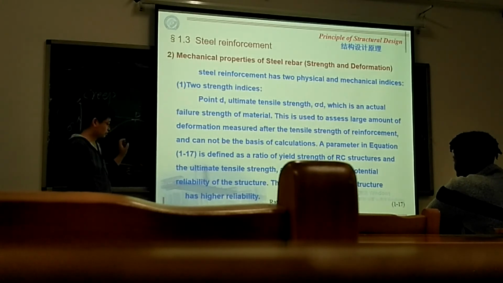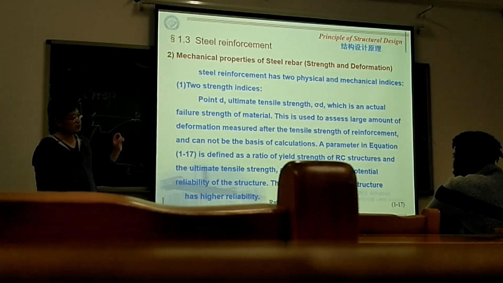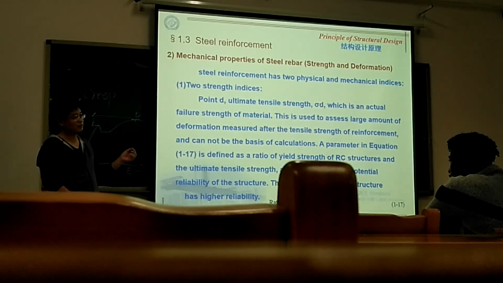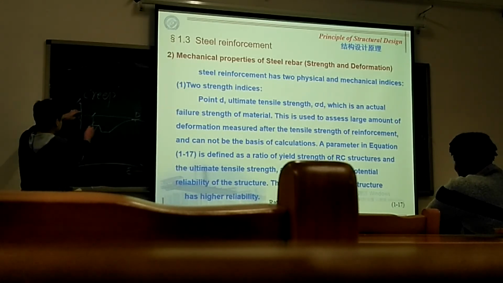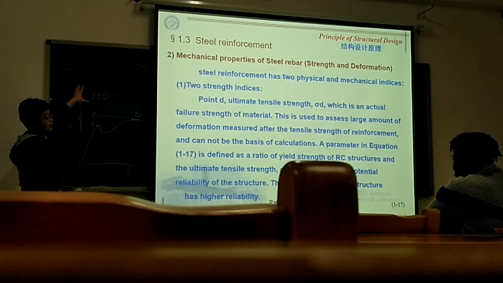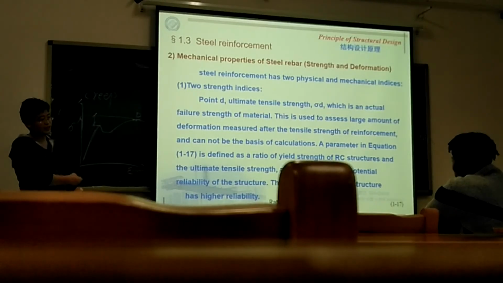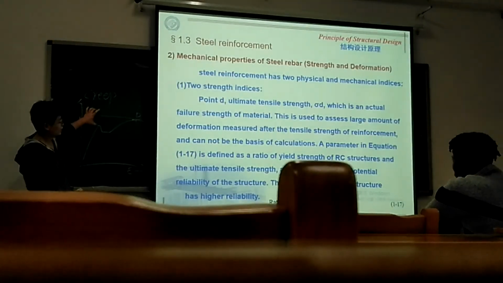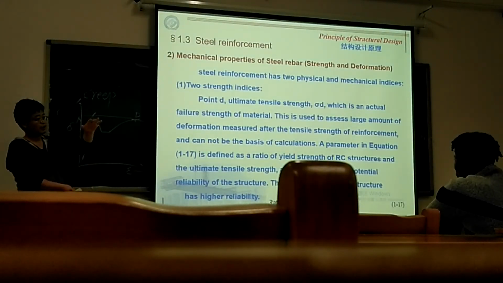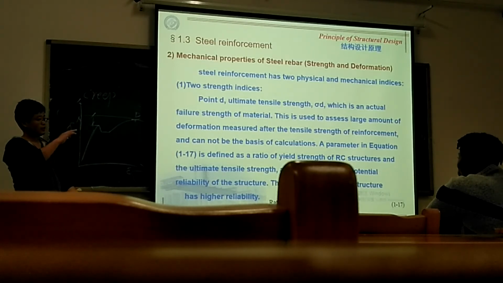But smaller also sometimes means a waste of material. You cannot use too small a value of this. The distance may be so large that you don't actually use it, and that's sometimes a waste of material. Just control it to a reasonable value, according to the reasonable code. For example, the ratio.